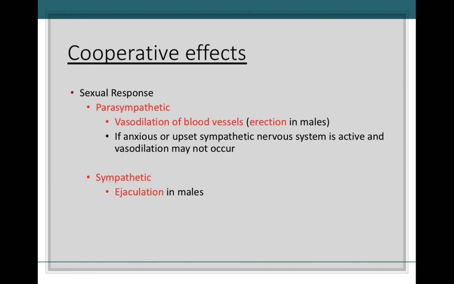So a little mnemonic that we can use to help us remember which bodily response is controlled by the parasympathetic and sympathetic nervous systems is point and shoot. So that about says it all. So while most of the time the parasympathetic nervous system and the sympathetic nervous system will oppose one another, they can have cooperative effects at times.